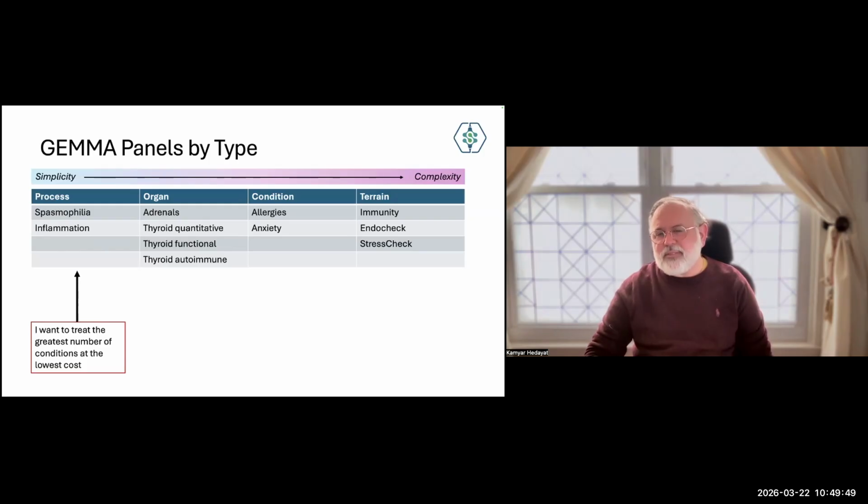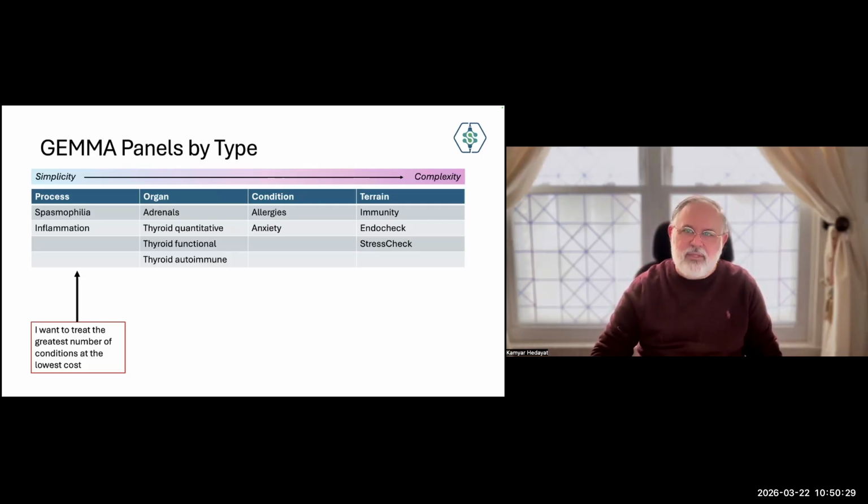Another way to think about this besides simple versus complex panels is by what your objective is. If you say, I want to treat the greatest number of conditions at the lowest possible cost, the spasophilia and the inflammation panels are going to be the ones you want to use, even if you're very familiar and comfortable using GEMMA. Because inflammation, if it's immune mediated or endocrine mediated or metabolic mediated, is an underlying factor for hundreds of disorders. So even if you're not dealing with the root cause of the condition, just by addressing the inflammation, you're going to offer symptomatic relief for your patient.